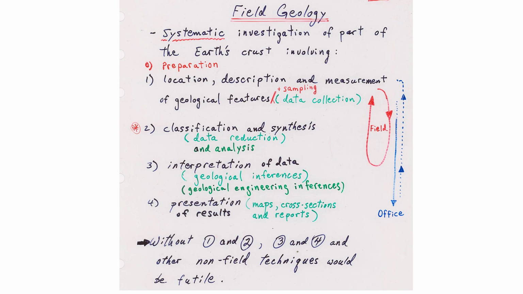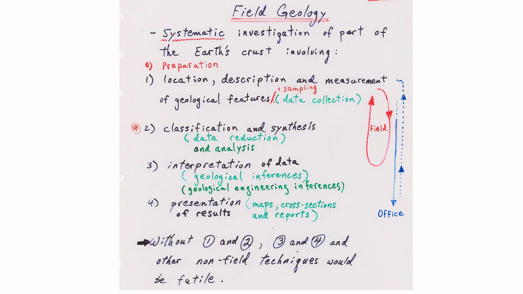Let's take a step back and have a look at what field geology is really all about. It's a systematic investigation of part of the Earth's crust involving 5 steps. First is preparation. Second is location, description, and measurement of geological features, and data collection and taking rock samples. The third is classification and synthesis, i.e. data reduction and analysis. Number 4, interpretation of the data, making geological inferences and geological engineering inferences. And lastly, presentation of the results in maps, cross-sections, and final reports.